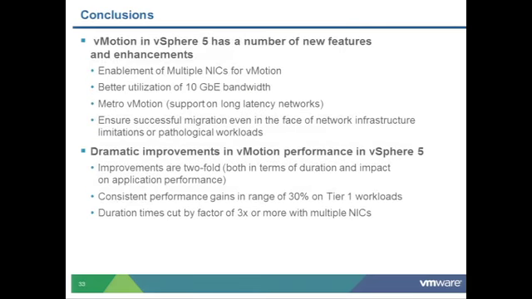So that brings us to the conclusions. As you've seen, vMotion has a number of new features and enhancements. We enable multiple NICs for vMotion traffic, and we effectively utilize the 10 GB bandwidth. We also have a new feature called Metro vMotion. Unfortunately, I didn't have time to talk about Metro vMotion, but the vMotion in vSphere 5 is latency sensitive. So we not only give you better performance on long latency networks, but we also increase the round trip latency limit from 5 milliseconds to 10 milliseconds.